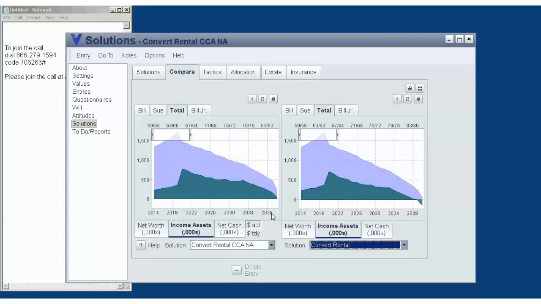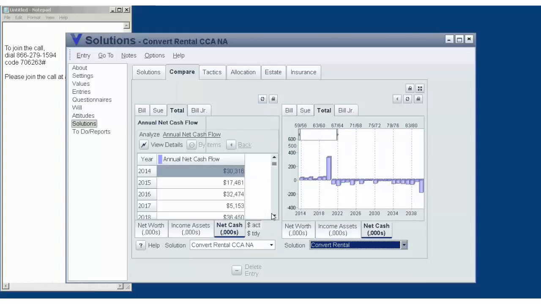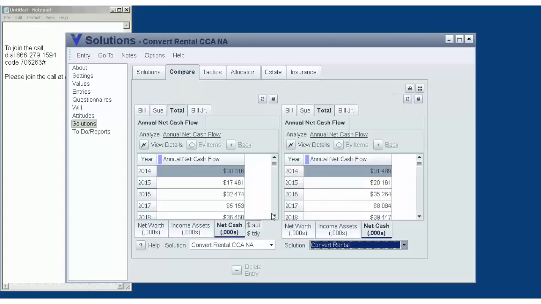If we go out in time, we can see almost $500,000 of total income assets versus only $259,000 of total income assets, half the amount. What we did was give up the cash flow advantage in the short term. If we go to net cash, we can most easily see this if we switch to the spreadsheet output. We can see that by converting, our net cash flow is slightly higher in every year, but that's only happening from now till 2020. It's only happening for 6 years.